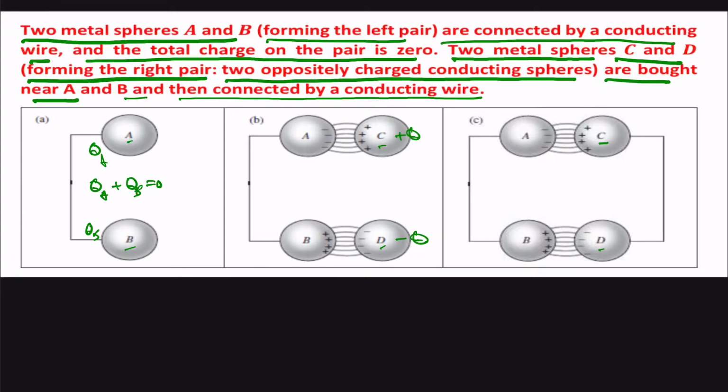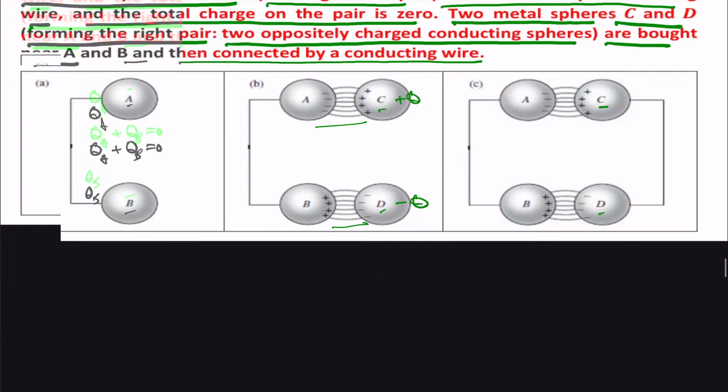So this is a basic question, and this entire solution is based on charge conservation. From the looks of it, it might seem very difficult, but if you go step by step, you can understand that charge conservation plays a very important part. Obviously, whenever we connect or bring A and C, and B and D, charge redistribution is bound to happen, but there will be no loss of charge. We have to remember this. So let us go step by step.